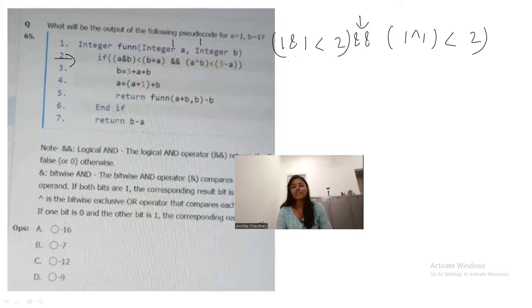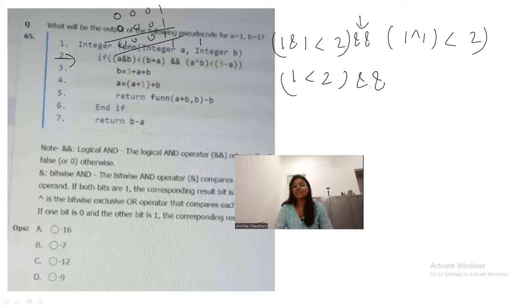So now we need to convert them into binary. Yeah, so 1 and 1. So it will give us 1 only, because when we convert it into binary, we will get 0, 0, 0, 1, 0, 0, 0, 1. Let's perform the AND operation. So it will become 1 and all are 0. So it will become 1 only. So this will give us 1. 1 is less than 2. And here is the logical AND.